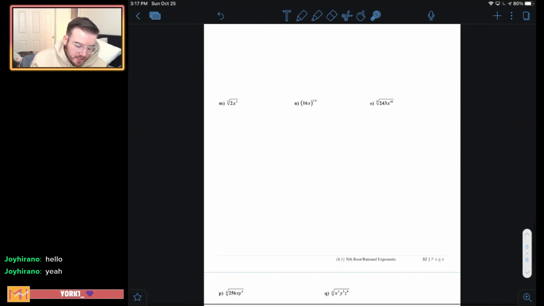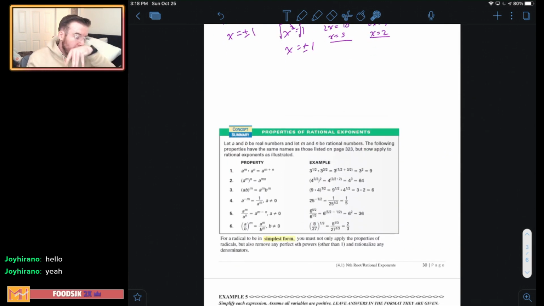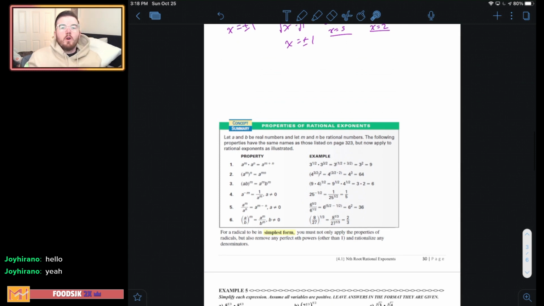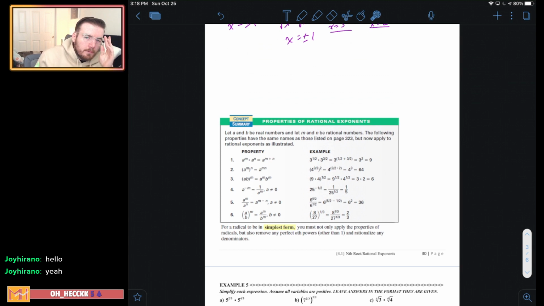All right, we have some more. Oh, there's so many examples here. We probably don't really need to do all of these examples, but we have some more property stuff with exponents. Today's just like lots of property stuff.